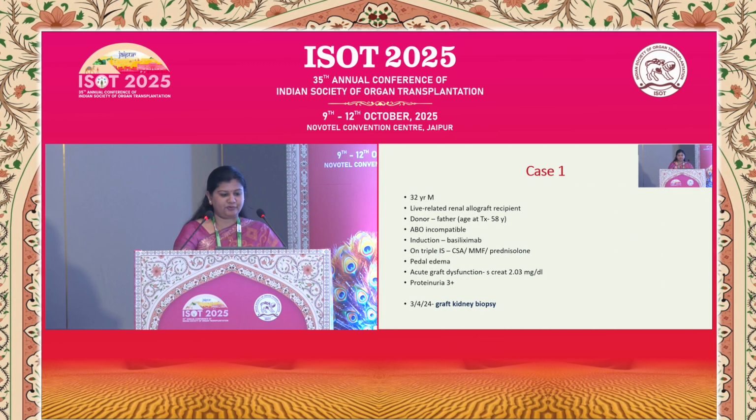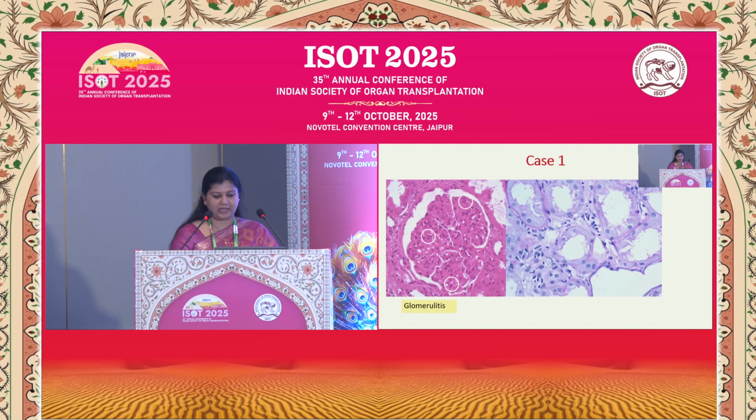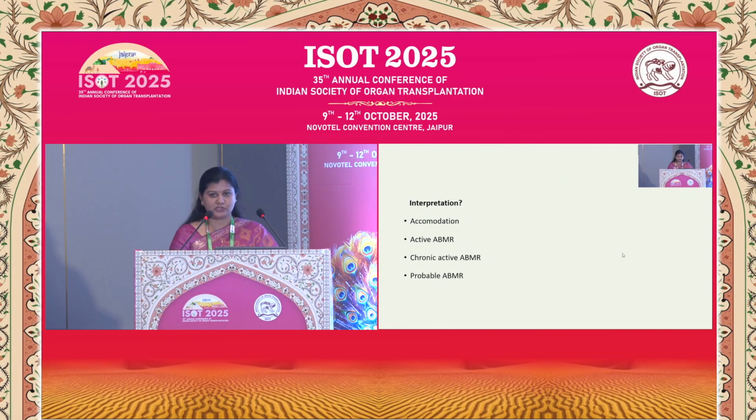So suppose I have to explain by a case. We have a young male who was on triple immunosuppression, a case of ABO incompatible transplant, and he had graft dysfunction. The biopsy here shows some foci of glomerulitis, and we also have peritubular capillaritis, then mild interstitial inflammation, and C4D was positive in a diffuse manner. So what should be our interpretation in this case?